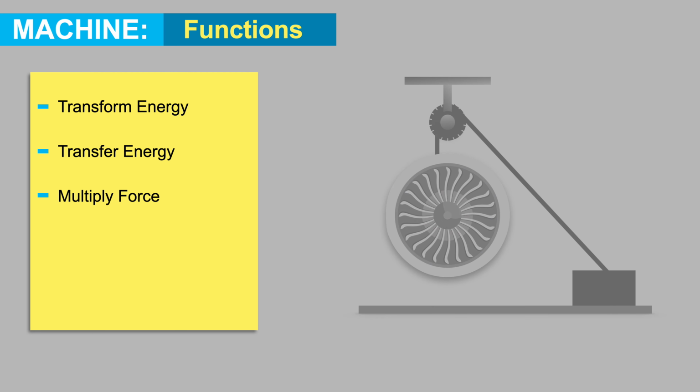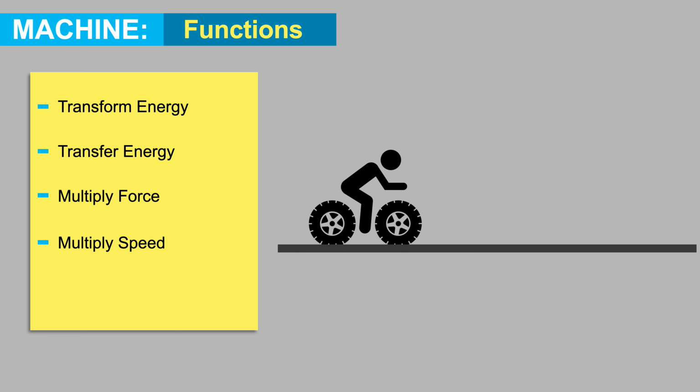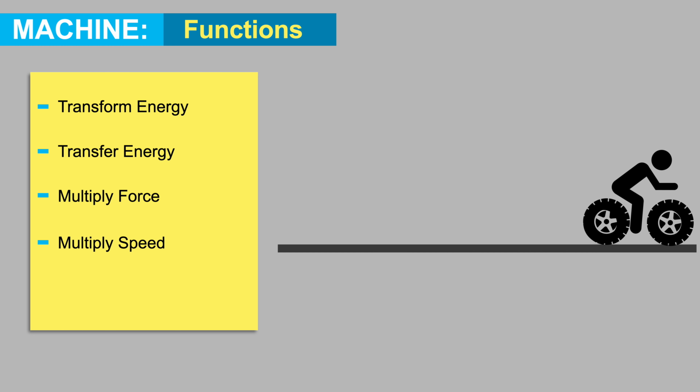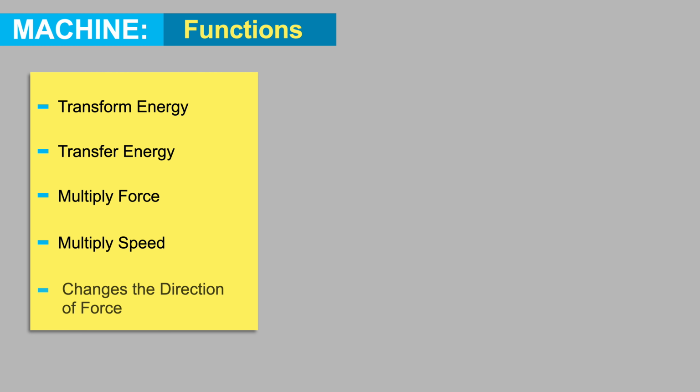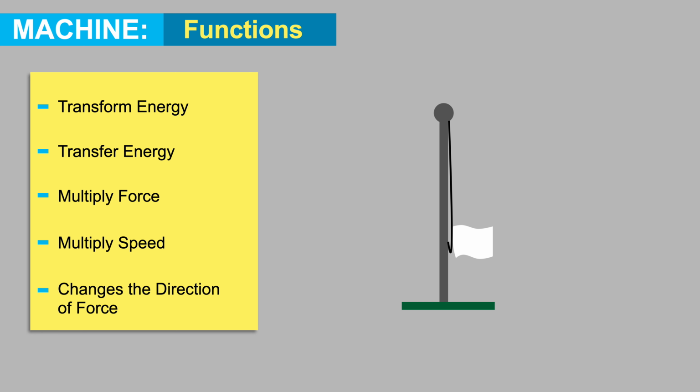On the same note, they are used to increase speed, such as a bicycle increases speed by exerting greater force. And finally, machines are used to alter the direction in which a force is applied, such as a flagpole hoist, which changes the direction of force applied to raise or lower a flag.